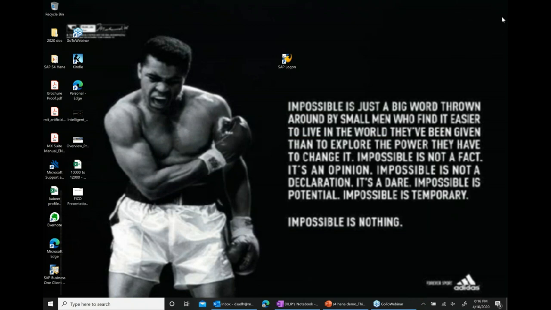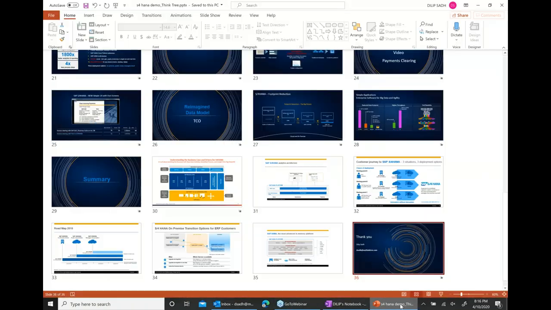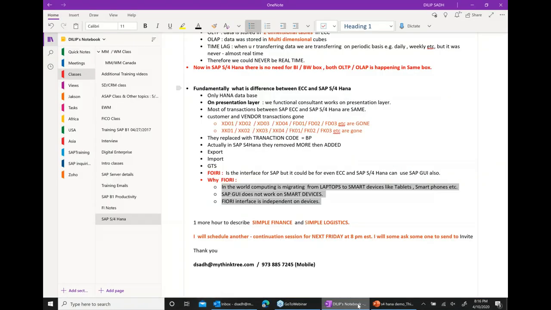But the problem with the GUI is that this GUI does not work on tablets, smartphones, and many of these smart devices. Now the computing is moving towards smart devices. So SAP has come up with Fiori primarily to make them applicable for different hardware platforms. So that is the primary concept of using Fiori.